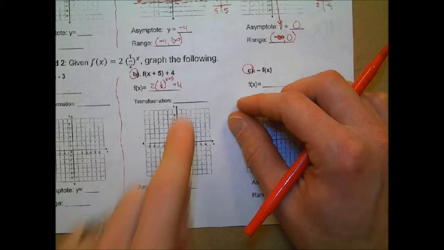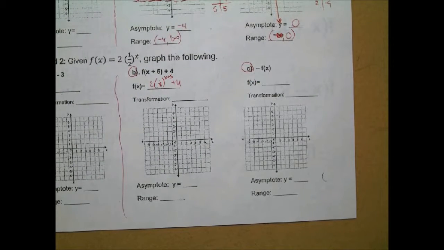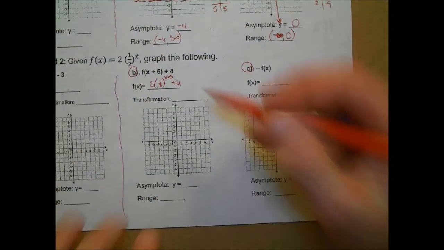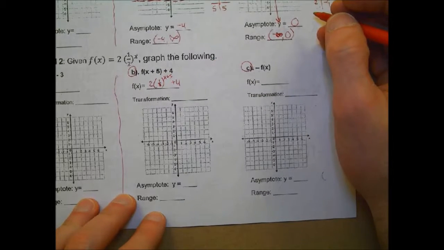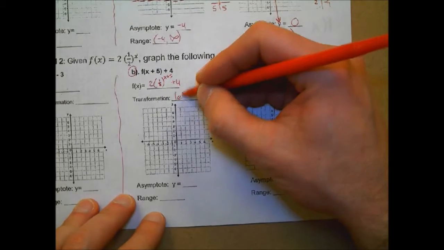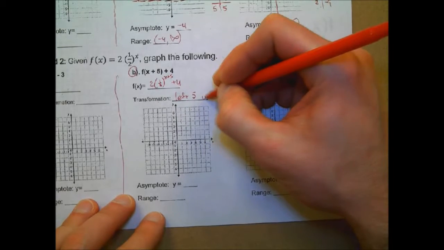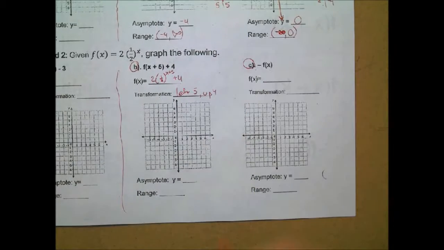Okay, so let's go to someone else then. Let's go to Olivia. Olivia, what's the transformation here for letter B? Left 5. Up 4. Okay, now, folks, I said this yesterday, I'll say it again today, right? What are we shifting first?